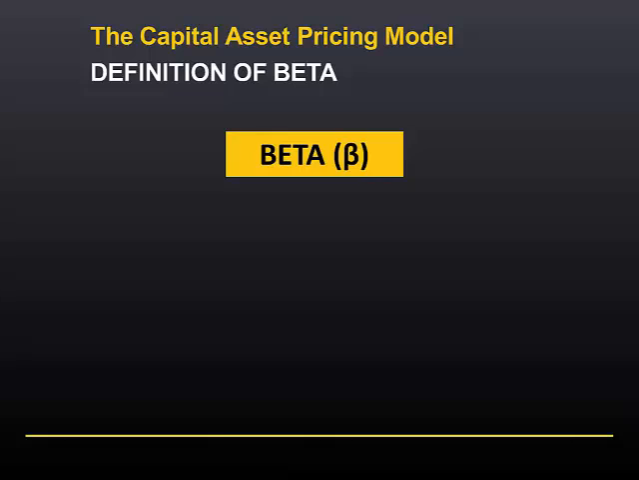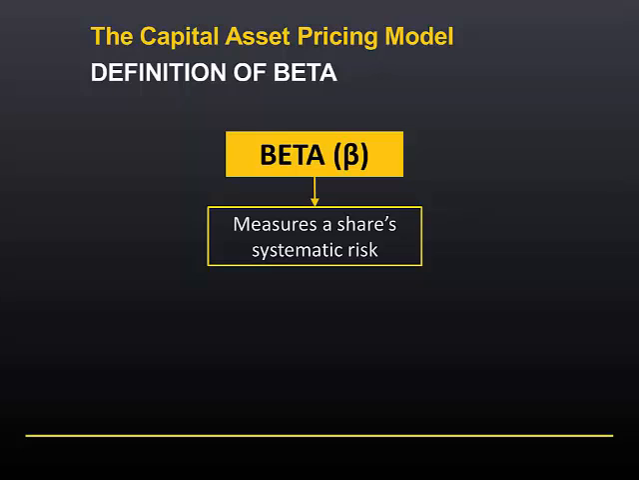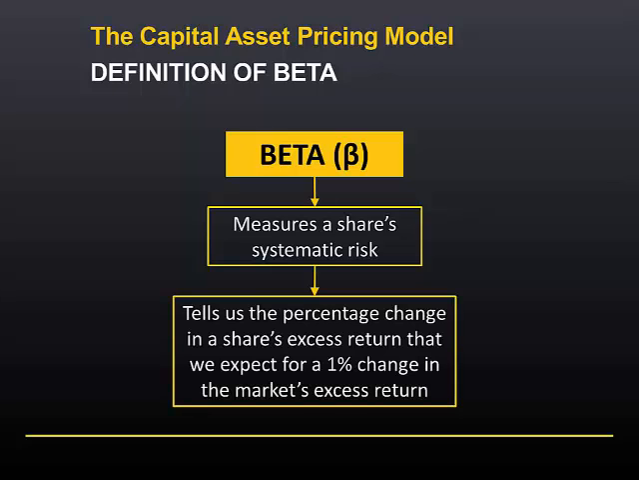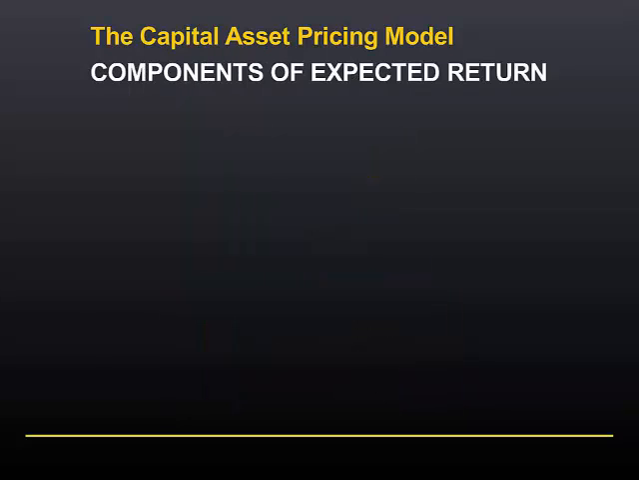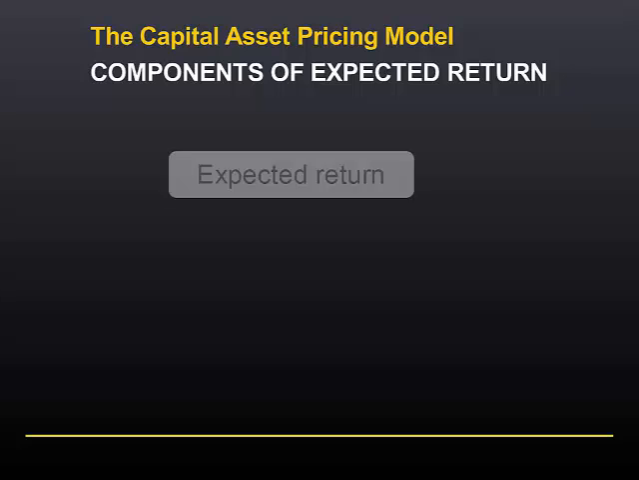In the previous module, we talked about something called beta, which we can use to measure a share's systematic risk. Beta tells us the percentage change in a share's excess return that we expect for a 1% change in the market's excess return. But how can we use beta to work out the expected return on a share? We'll begin by looking at the components of expected return.